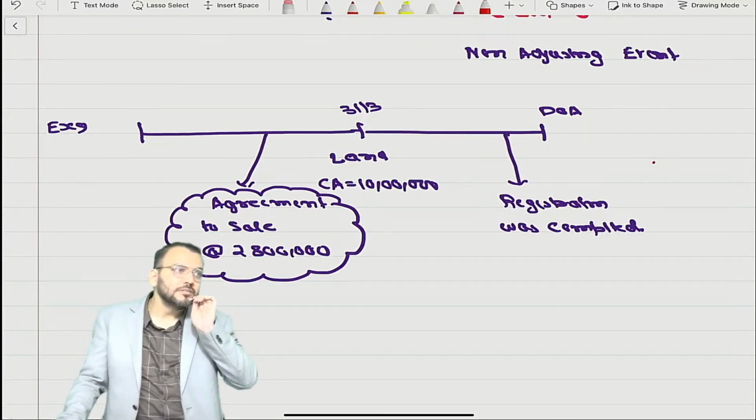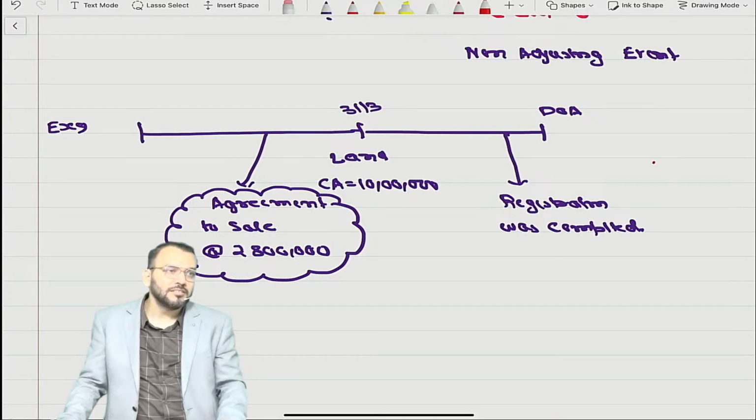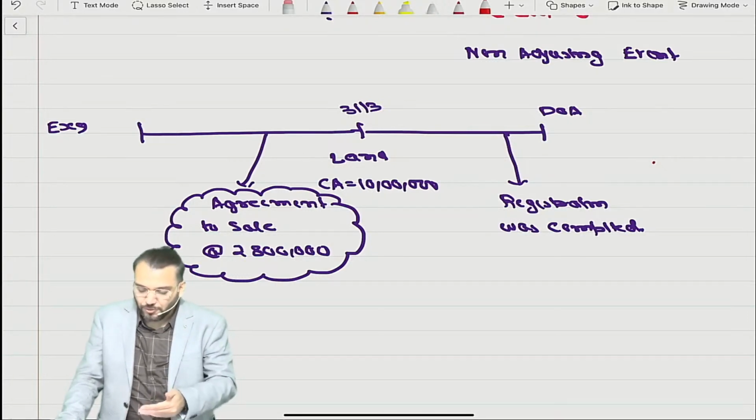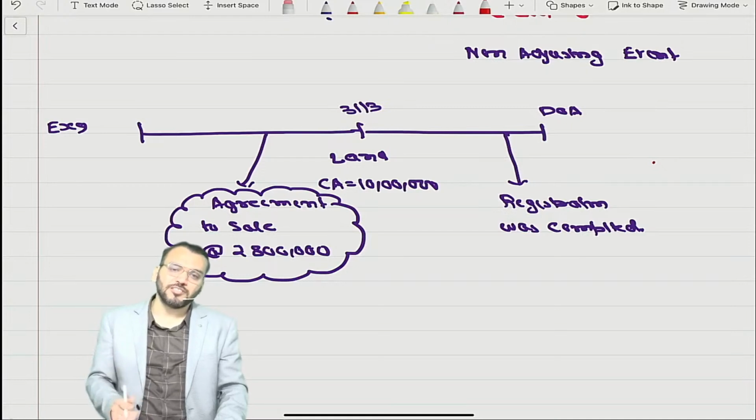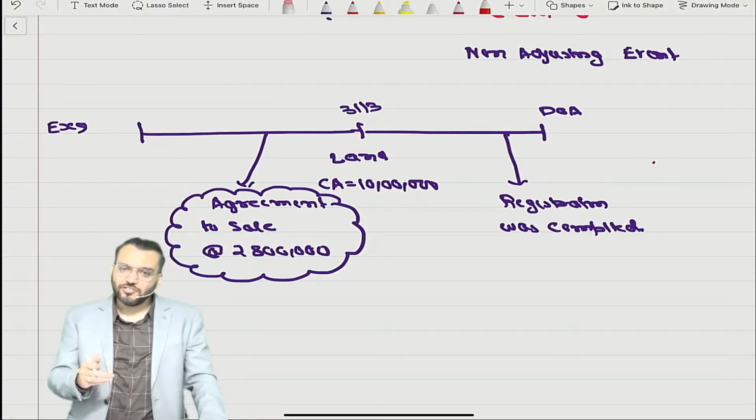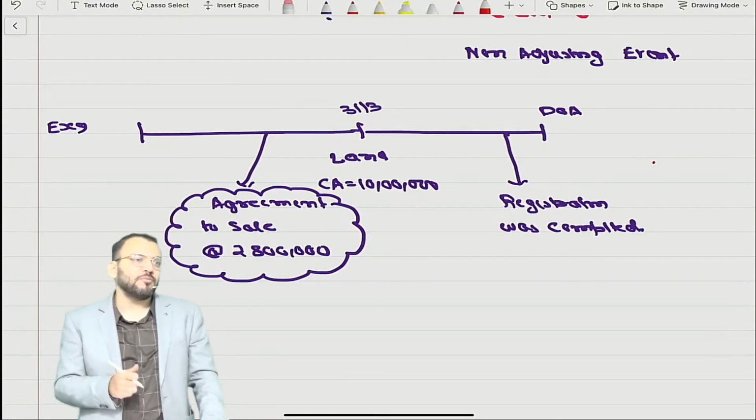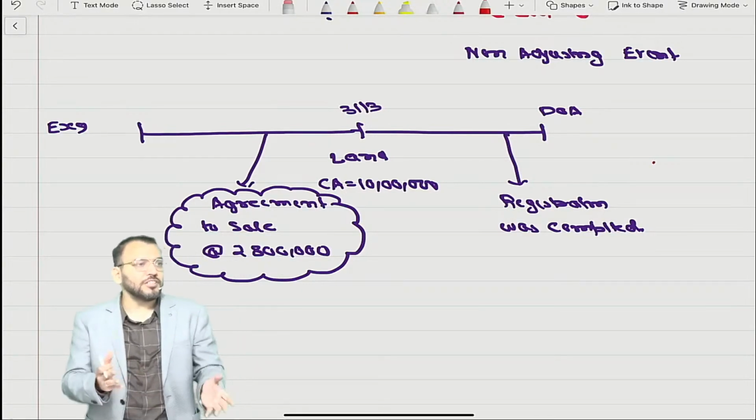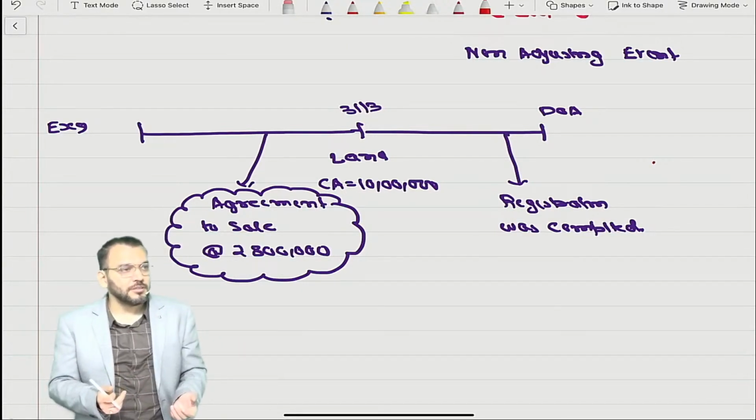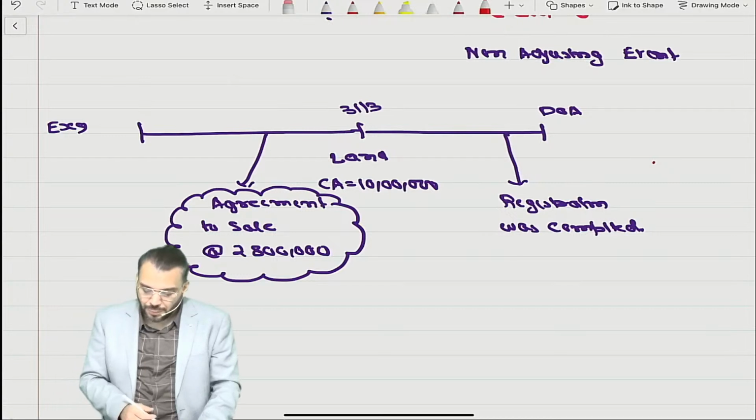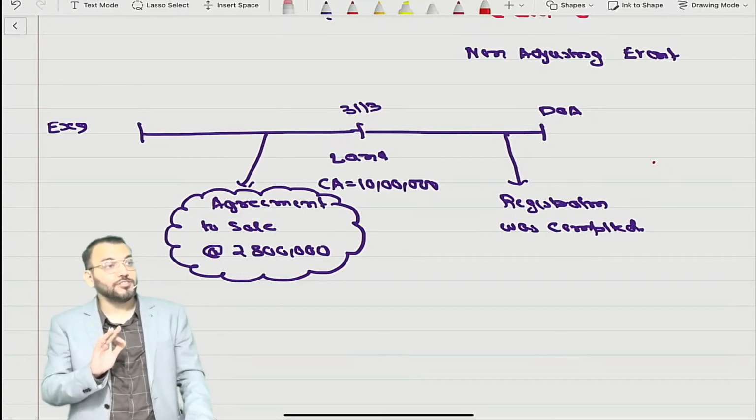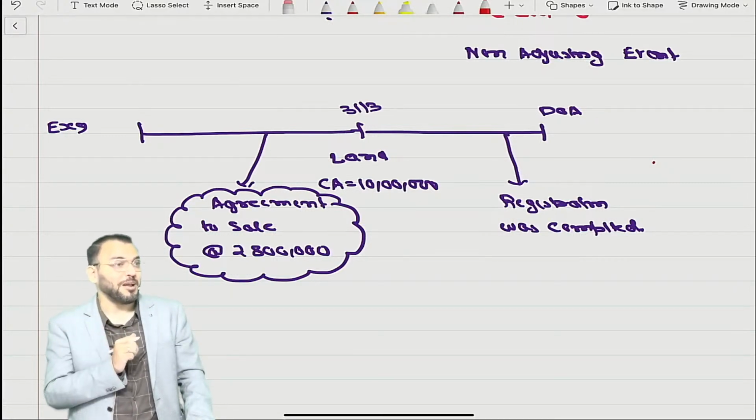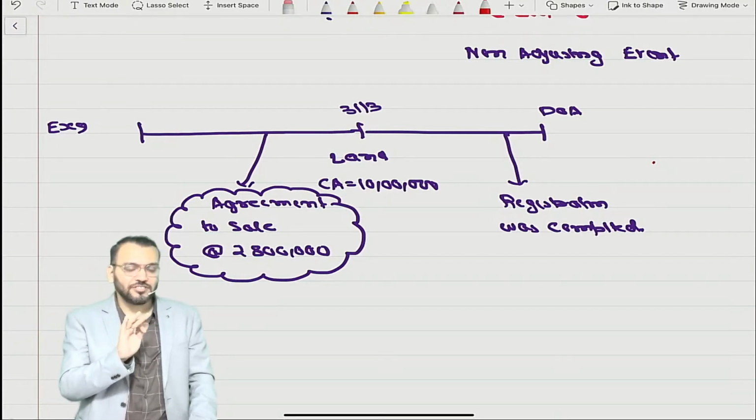Arre baba, registration completed before. Agreement entered before 31st March. There was a condition: registration done before approval of financial statement. So why is it non-adjusting? Why are you now thinking from CA Inter, CA Final point of view? I'm happy, but just try to understand.